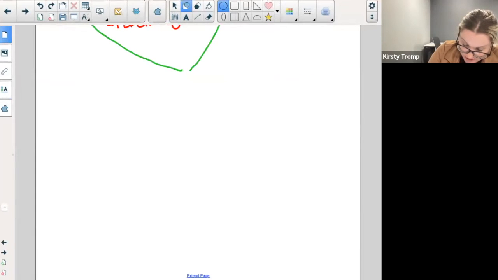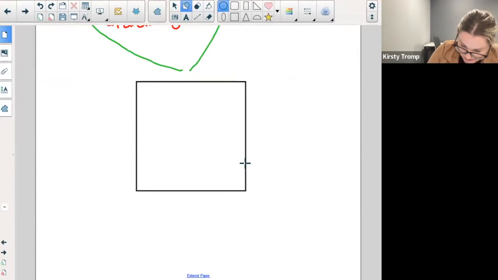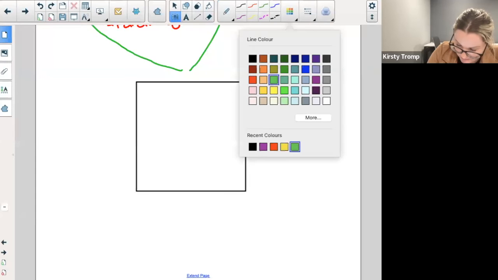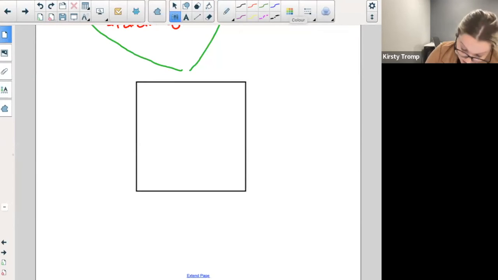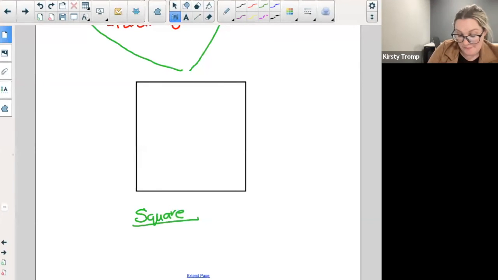And this last shape that we're looking at is this shape down here. This shape is what is known as a square. So we have the square. What is special about the square is that a square is a quadrilateral. So what does that mean? It means it's got 4 sides, it's got 4 angles. It's a quadrilateral.